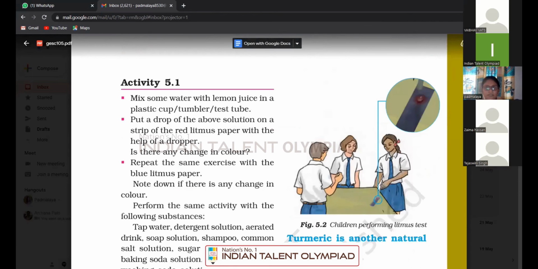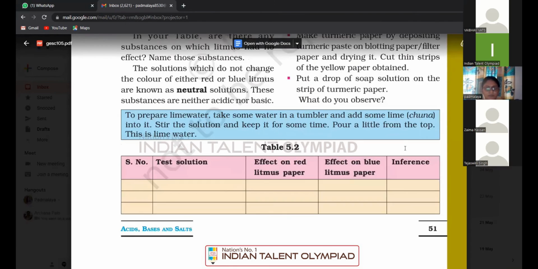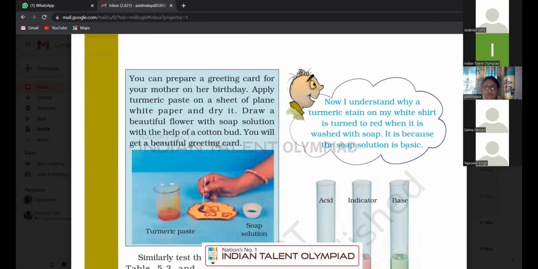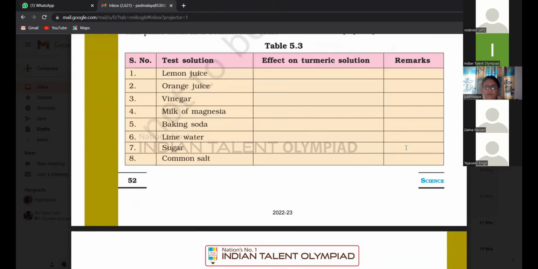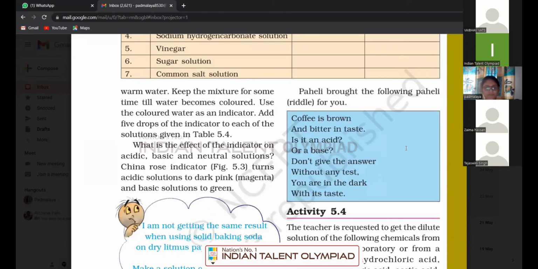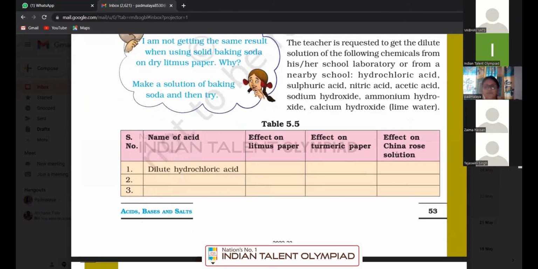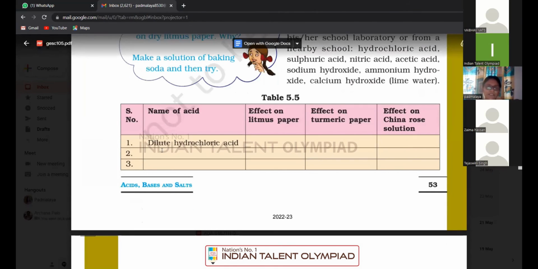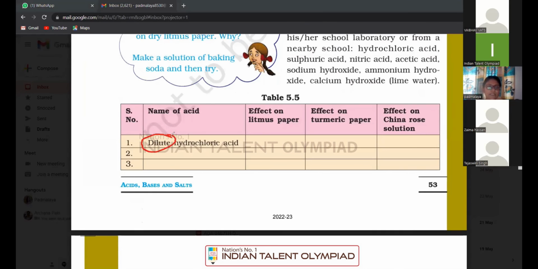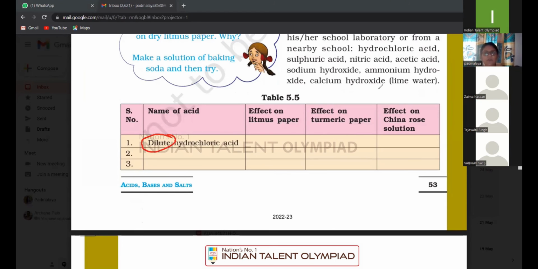So these are the general things we have here. Next is other indicators, the tabular columns you need to complete here. Activity: dilute hydrochloric acid, dilute HCl. A very important thing, as I told you now, the substance should be in aqueous medium only. It should not be concentrated. It should be in aqueous medium, then only it will show the color change.